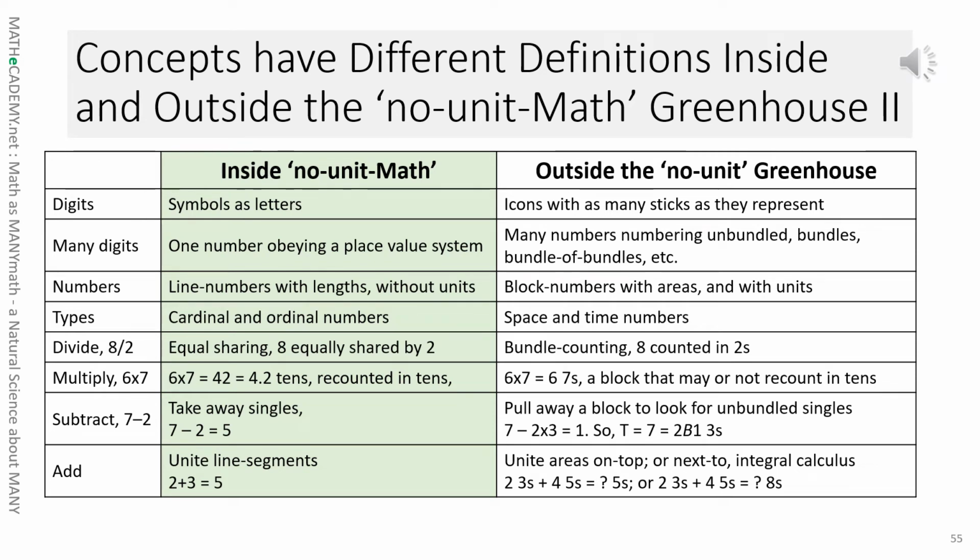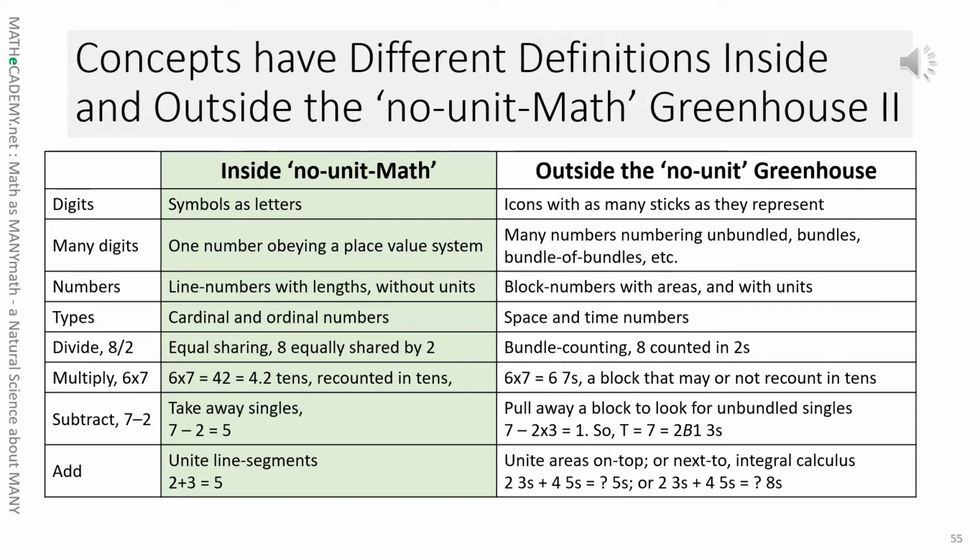Multiply, 6 times 7. Inside, it is 6 times 7 equals 42 equals 4.2 tens, recounted in tens. Outside, it is 6 times 7 equals 6 sevens, a block that may or may not recount in tens. Subtract, 7 minus 2. Inside, it is take away singles, 7 minus 2 equals 5. Outside, it is pull away a block to look for unbundled singles, 7 minus 2 times 3 equals 1. So, T equals 7 equals 2 bundle 1, 3s.